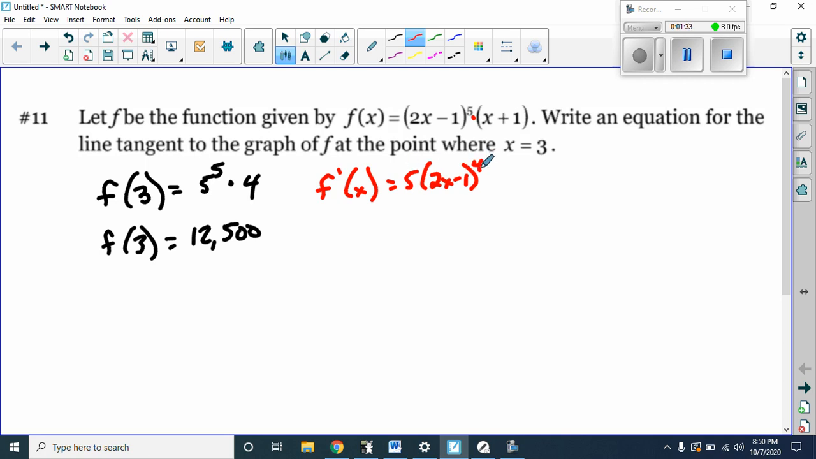5 out front, subtract 1 from the exponent, times the derivative of the inside. So that was the derivative of this times that, so times x plus 1, plus this times the derivative of that. So 2x minus 1 to the 5th. And the derivative of this guy is just 1. So there's my derivative. 5 times 2 I could write as 10.